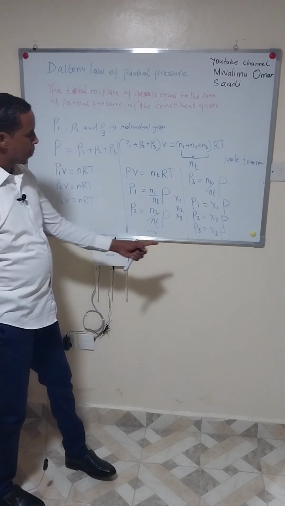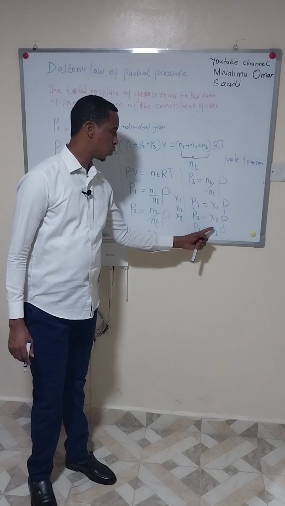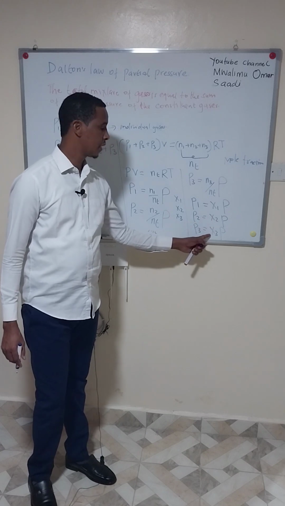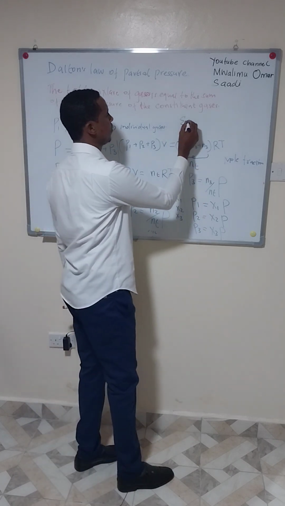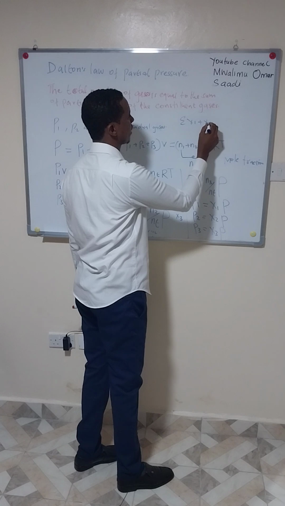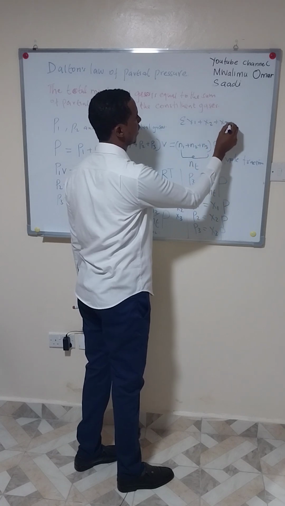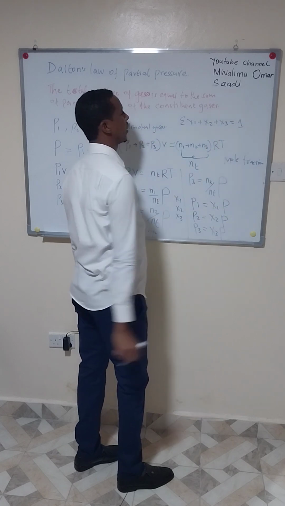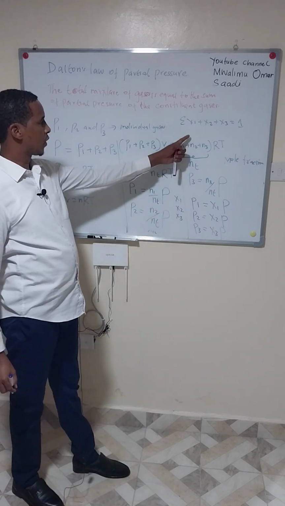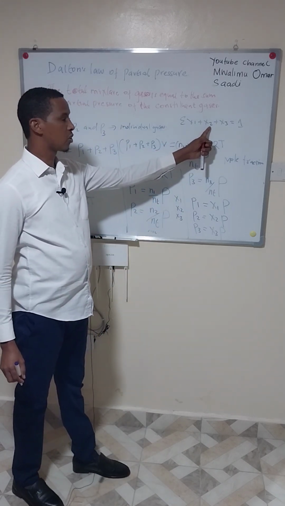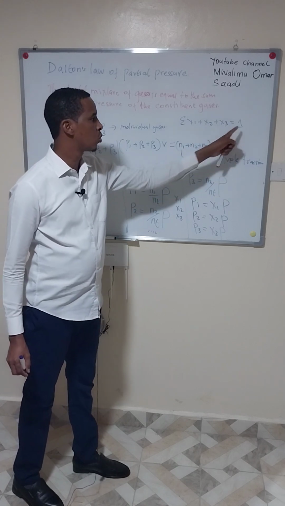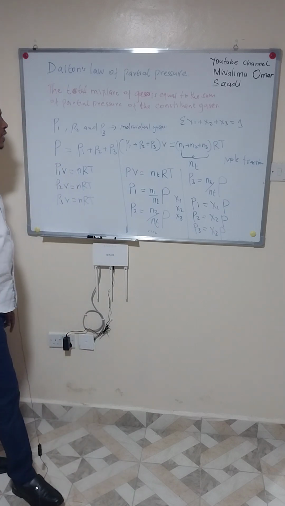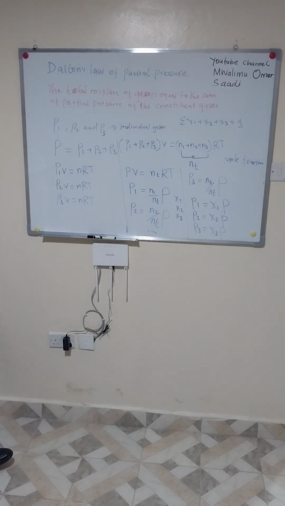So x1, x2, and x3, when they are added, must give 1. So the sum of x1 plus x2 plus x3 will be equal to 1, which simply means the mole fraction of x1 plus the mole fraction of x2 plus the mole fraction of x3 must be equal to 1. So that is the statement of Dalton's law of partial pressure.